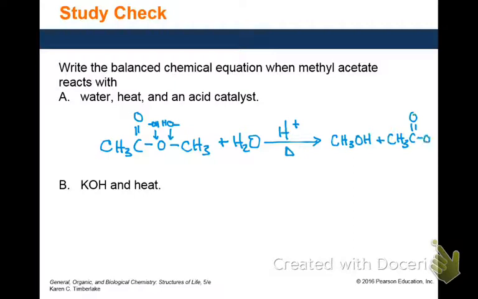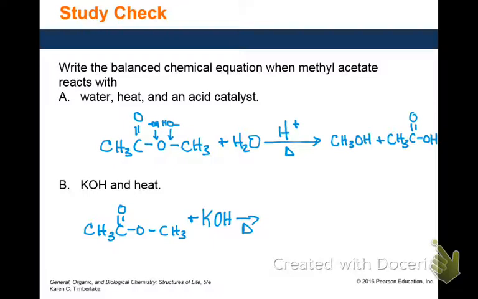Does it matter what order they go? No, it doesn't matter. Okay, so what about KOH and heat? So let's draw the reactant. It's nice to have a little extra space to write when I do this. Oh, it's already balanced, by the way, when you write it out. It says write the balance, so you think you have to balance it, but these reactions both are balanced when you're done. So it's a one-to-one kind of relationship.